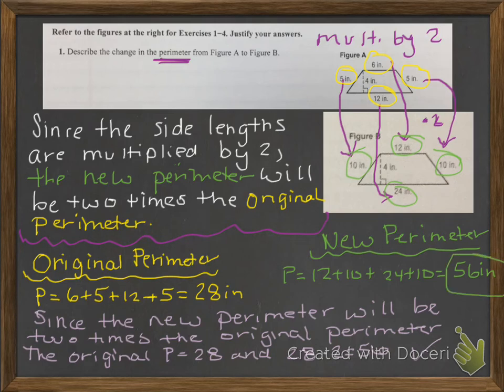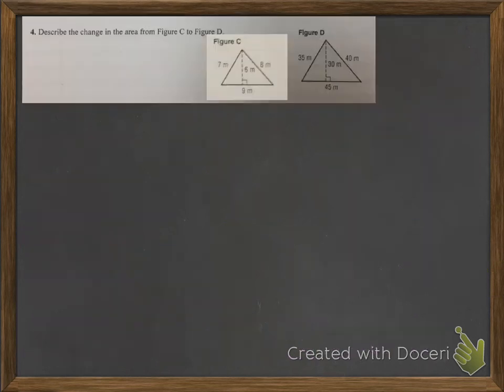So now you are finished with the perimeter. All right, so for number 4, it says to describe the change in area from figure C to figure D. So here is figure C and here is figure D. So let's go ahead and talk in words about what that's going to look like.